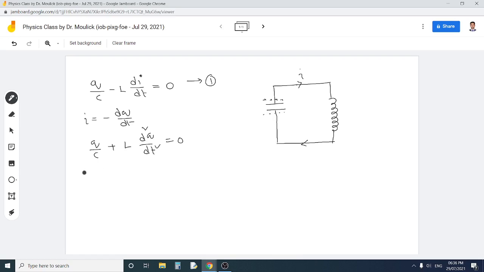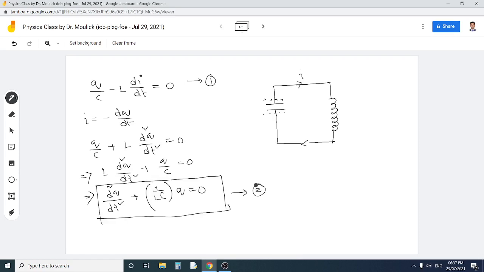Alright. So if we do some manipulation, let us write this particular term in the beginning, plus Q upon C, that's to be equal to 0. So we are going to get d2q upon dt2 plus 1 upon LC, let us write it like this, whole into Q to be equal to 0. So this is actually the governing equation. This is the equation which governs the oscillations in the LC circuit. So I can also write it as the governing equation.